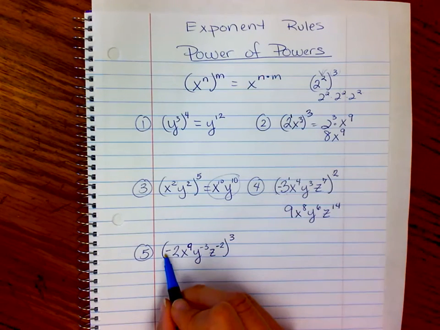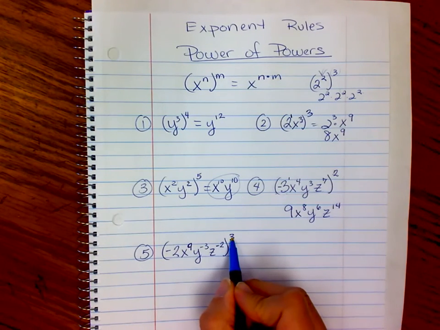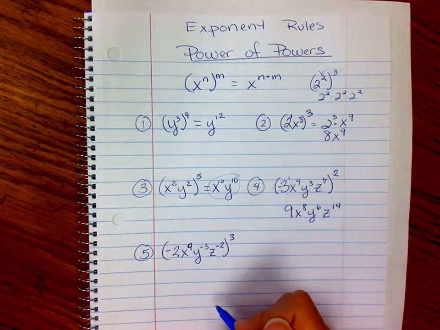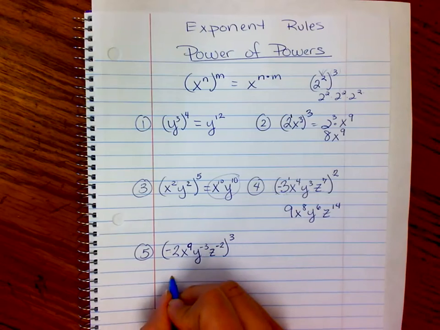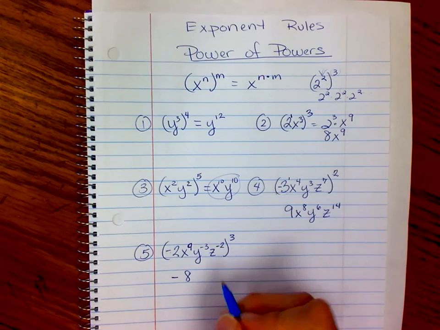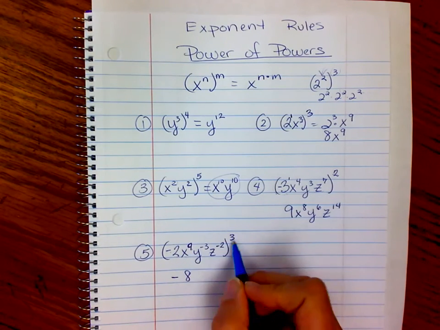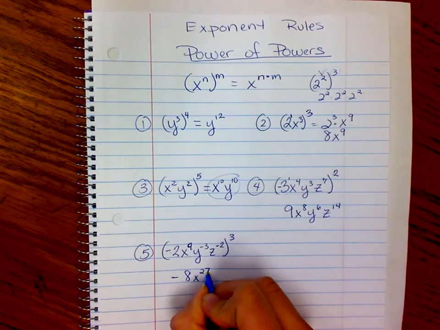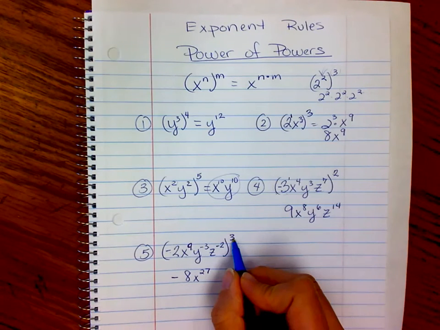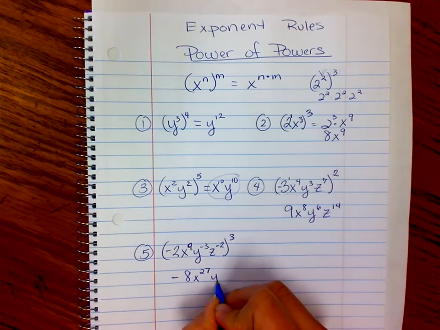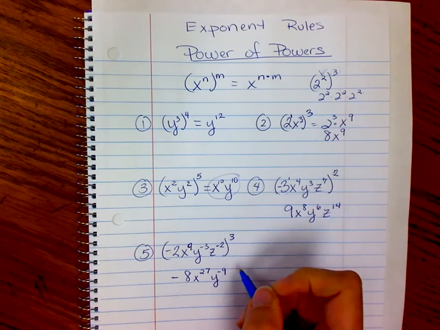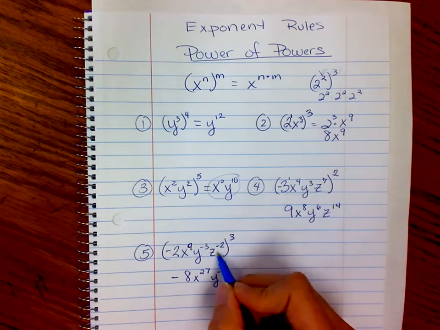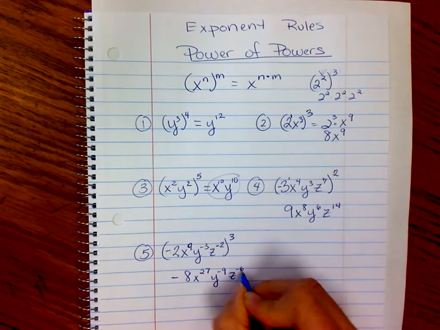Okay, over here, we've got a negative 2 cubed. That means a negative 2 times a negative 2 times a negative 2. Well, we know 2 cubed is 8, but a negative times a negative times a negative makes it a negative 8. X to the 9th cubed is x to the 27th. Y to the negative 3 cubed is y to the negative 9. And z to the negative 2 times 3, cubed, so you multiply, is z to the negative 6th.